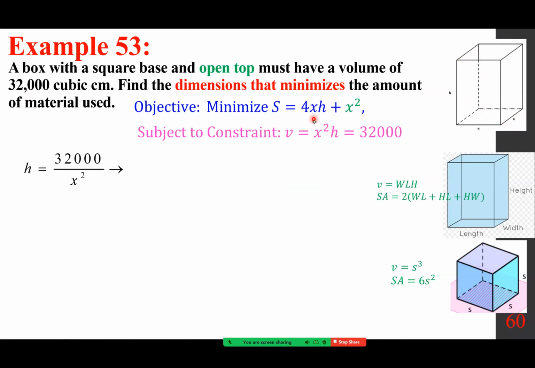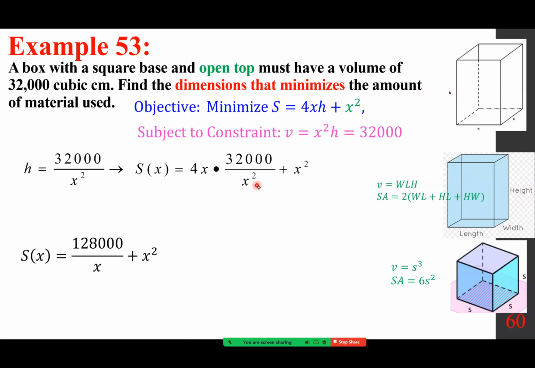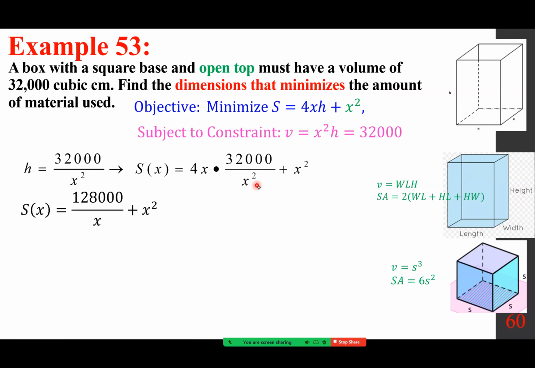We're going to replace it here. And 4 times 32,000 is 128,000, and x cancels out the x squared. Now it's a function of one variable. We rewrite this, bringing the x up for the sake of the next step, which is differentiating, and x must be positive because x represents dimension. So you have an open interval of 0 to infinity.